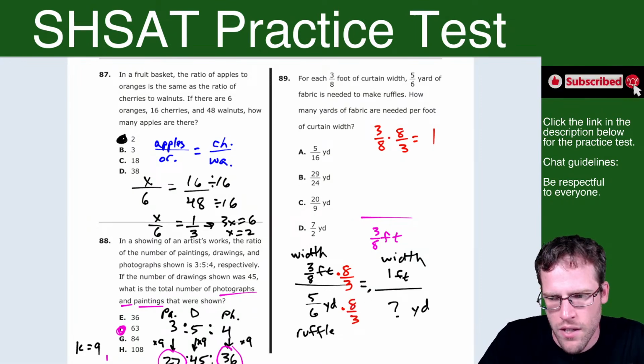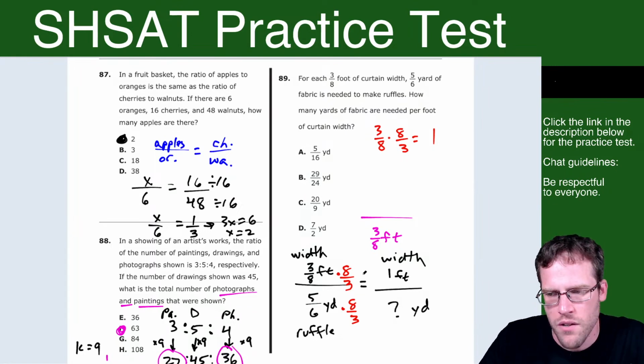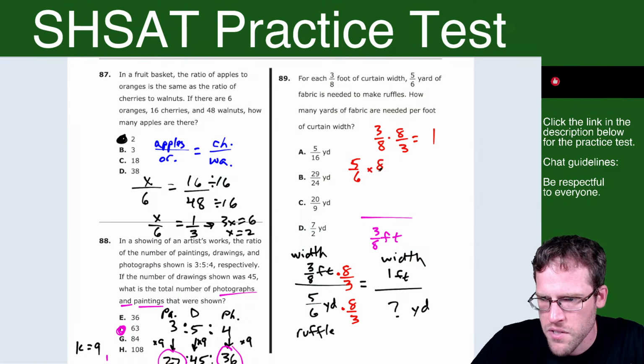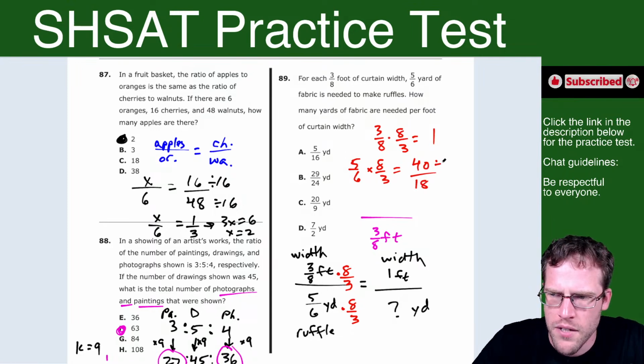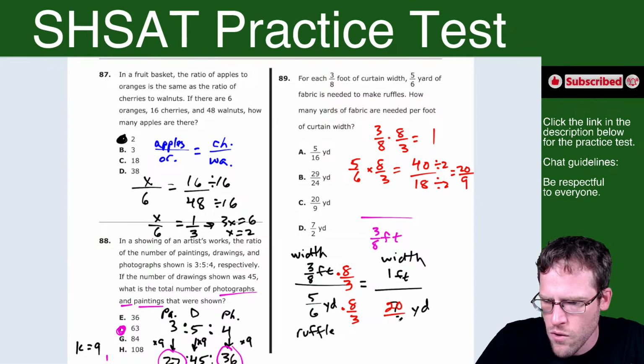And that'll get us the answer fast. Otherwise I put an x and I just cross multiply. So either one works. I like this way more though. So I'll just do that on the side here. We have 5 over 6 times 8 over 3. And that's going to give us 40 over 18. And then we could reduce by dividing by 2, and that's 20 over 9. Okay, so 20 over 9 yards. Choice C.